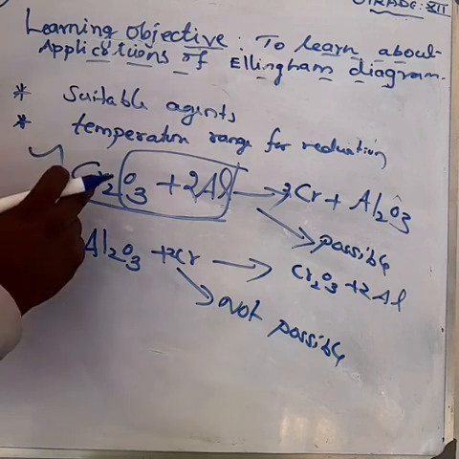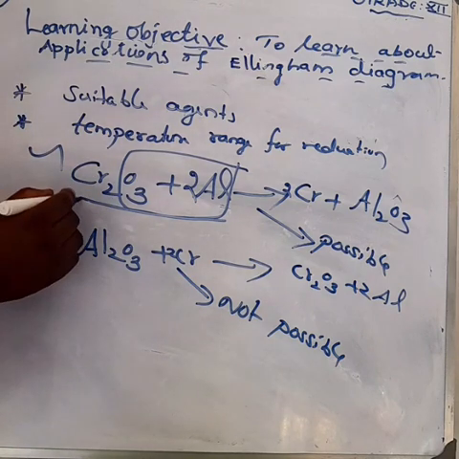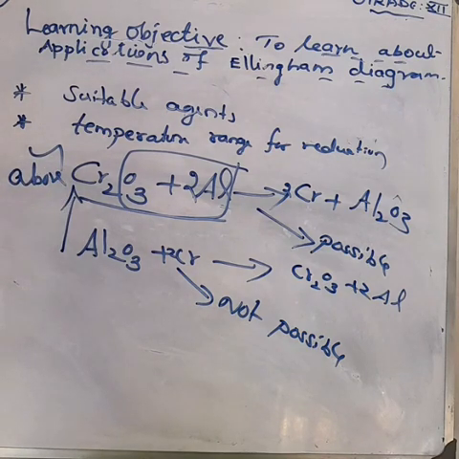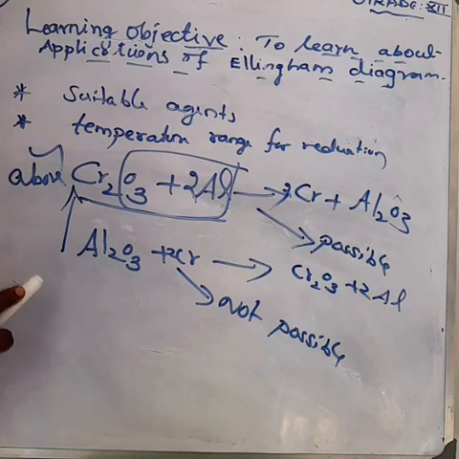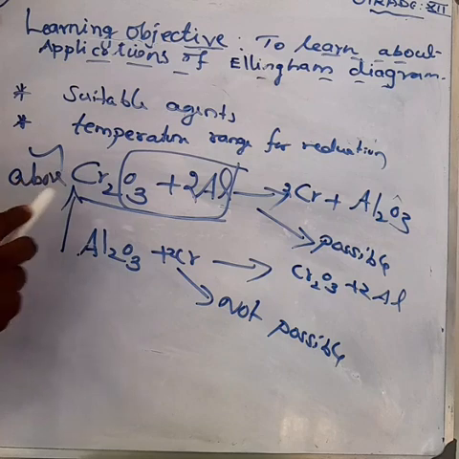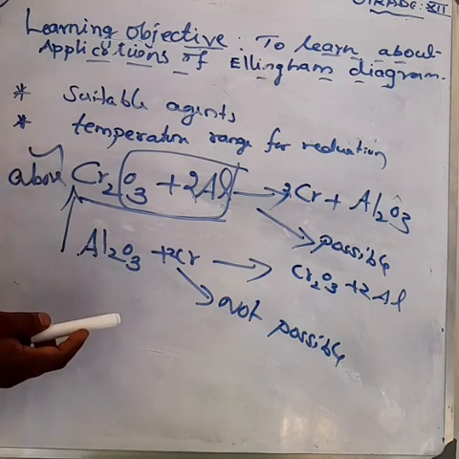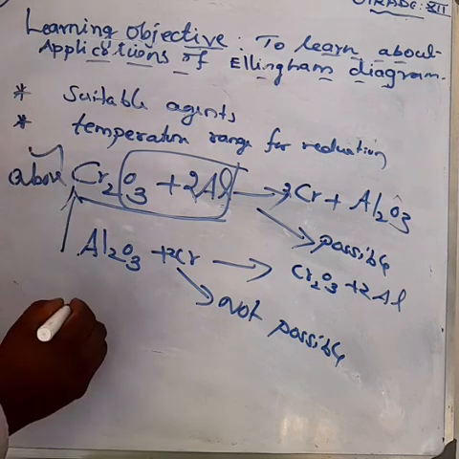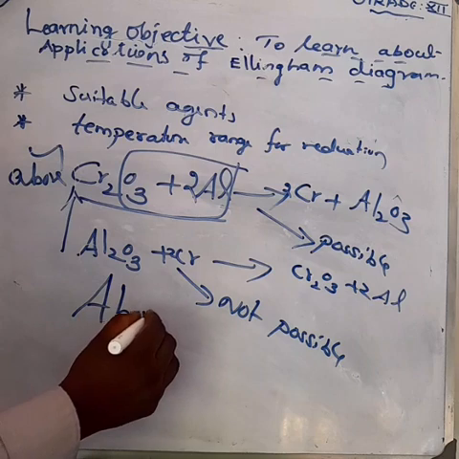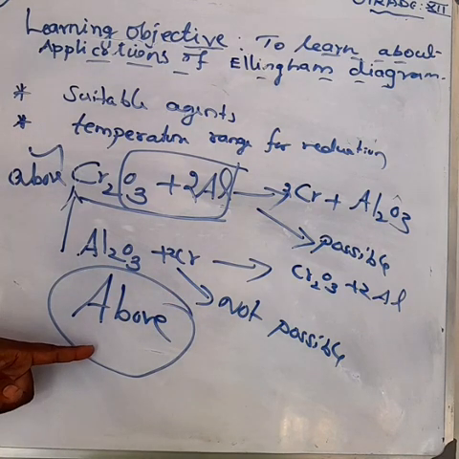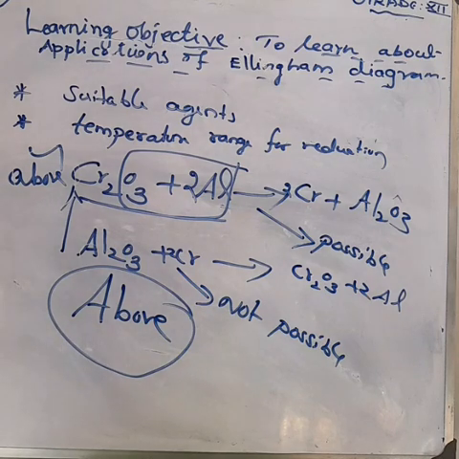Chromic oxide lies above that of aluminum. So the important point, the second application, is that any metal can reduce the oxides of other metals that are located above it in the diagram. Can you understand?